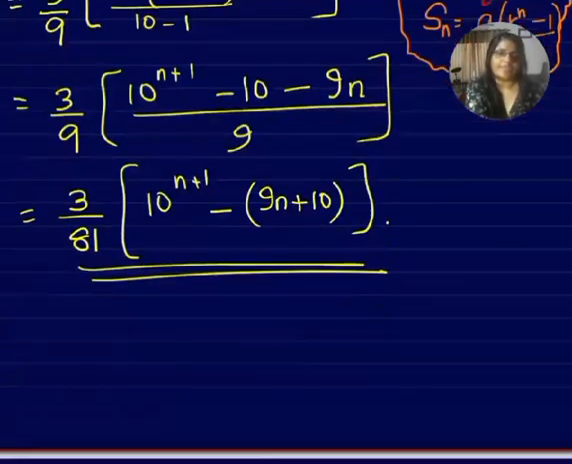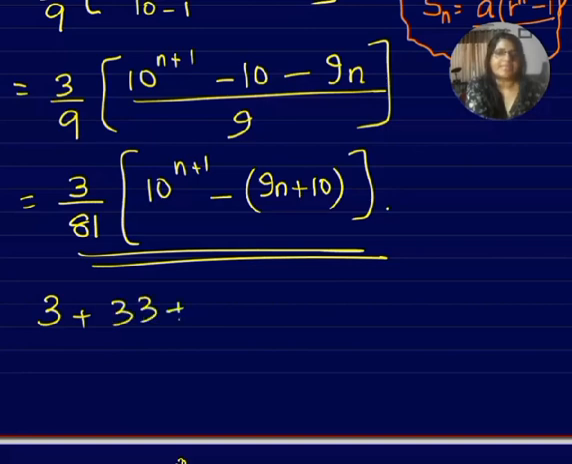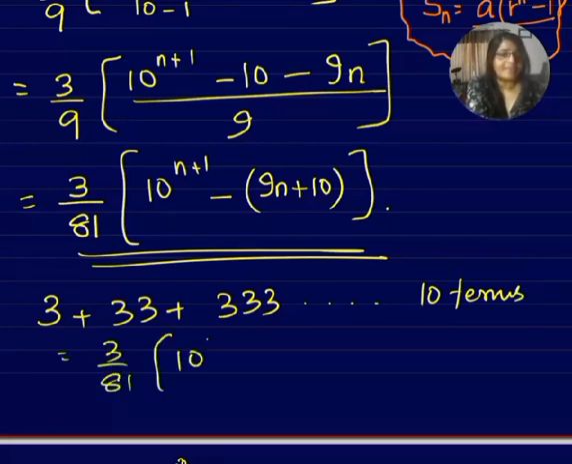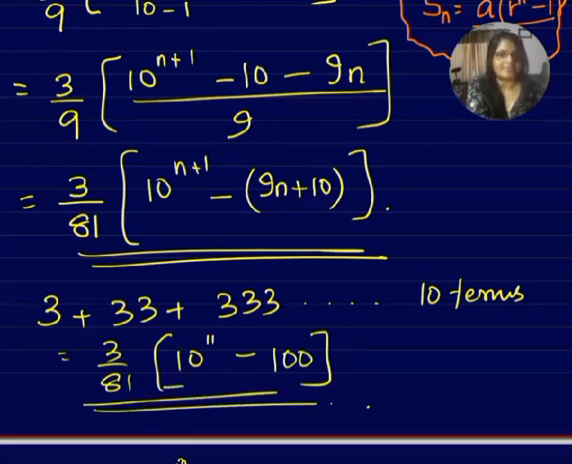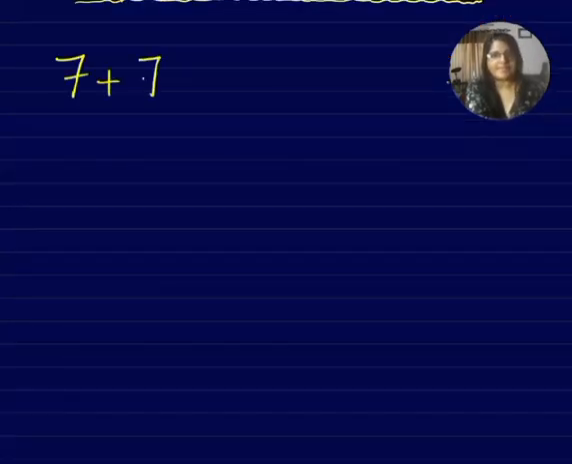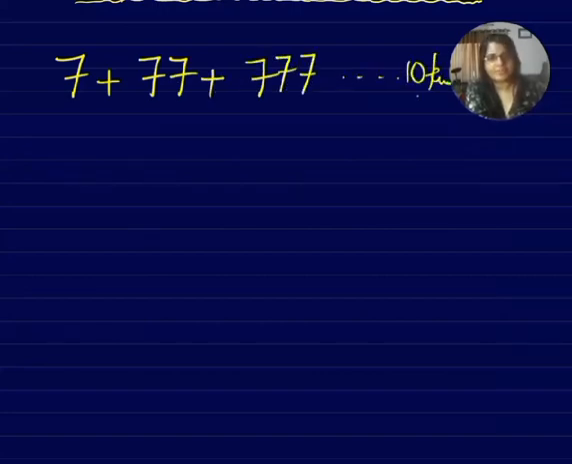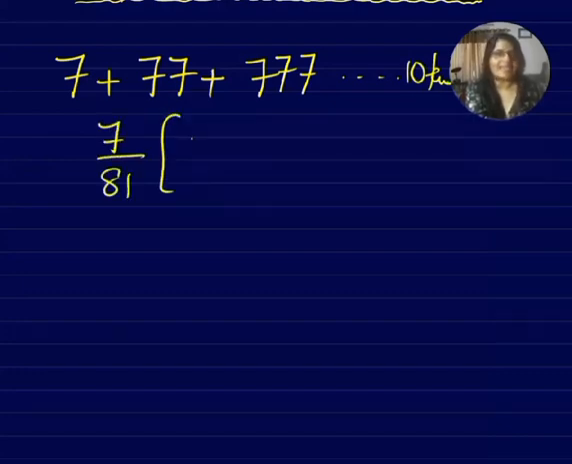So if you want to find 3 plus 33 plus 333 up to 10 terms, for example, it will be 3 over 81 times 10 to the power 11 minus 9 times 10, which is 90, plus 10, which will be 100. Likewise, if you want to find 7 plus 77 plus 777 etc. up to 10 terms, then what will you do? 7 over 81 and then 10 to the power, because it's 10 terms, it's 11, and then minus 9 times 10, which is 90, plus 10, which is 100.